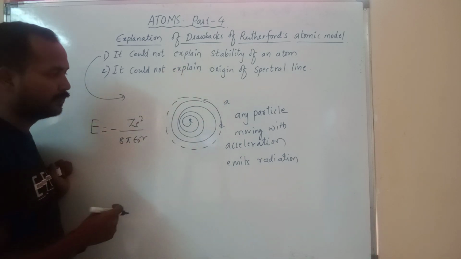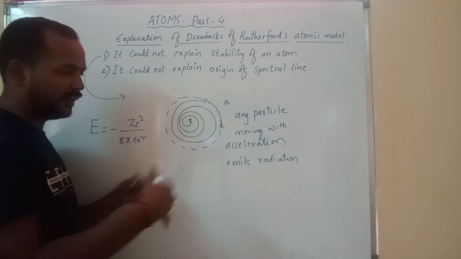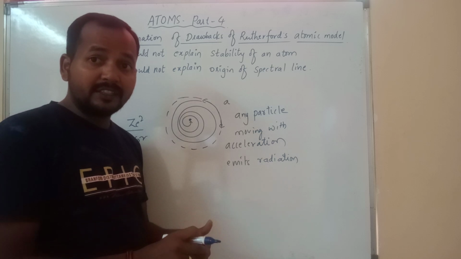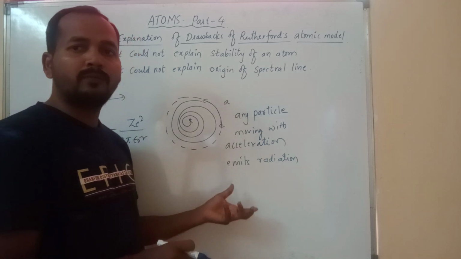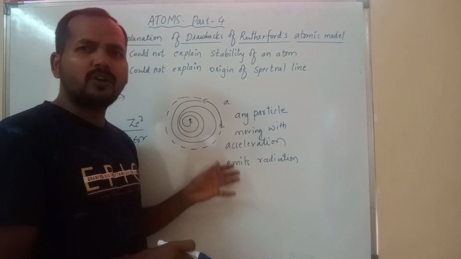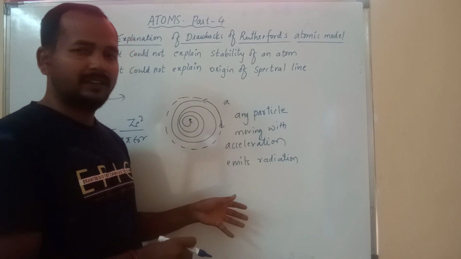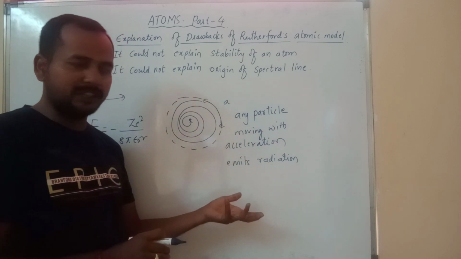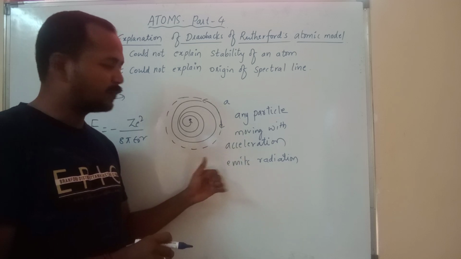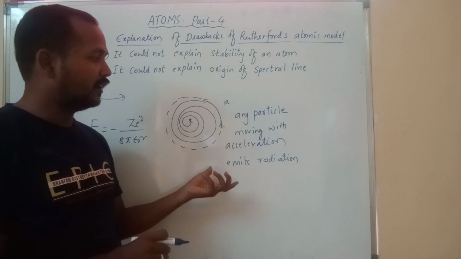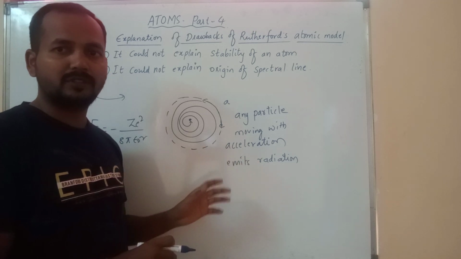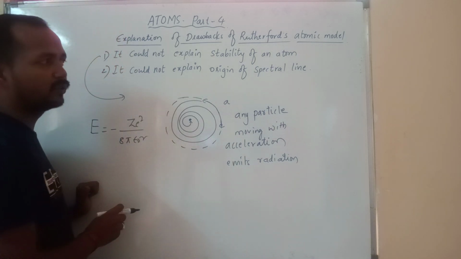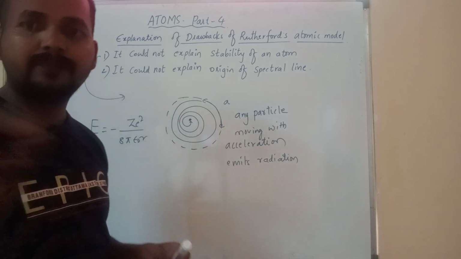and also it could not explain the origin of spectral line. How exactly? If an electron revolving in an orbit emits radiation, it must emit the radiation with increasing frequency, and it must also provide almost all possible wavelengths, correct? It must be continuous. If it is continuously emitting radiation, energy means it must continuously produce the spectrum. But in practice, the radiations are line spectra, not a continuous spectrum. Hence, it is unable to explain the origin of spectral lines.